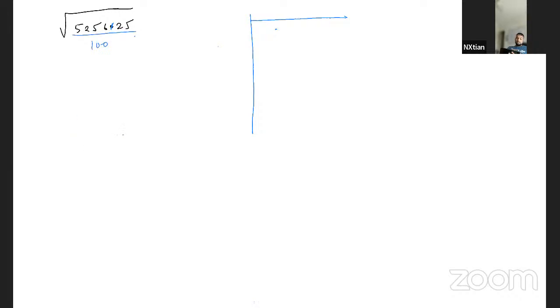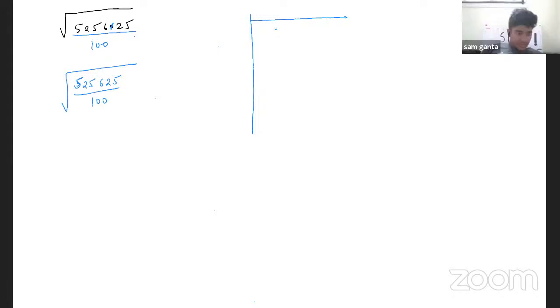This means that I can write this number as 5 to 5, 6 to 5 upon 100 root. Understood? Yes or no? Again, I'm repeating that, sir. 5 to 5, 6 to 5. Like I remove the decimal, no? So after removing the decimal, it becomes 100.